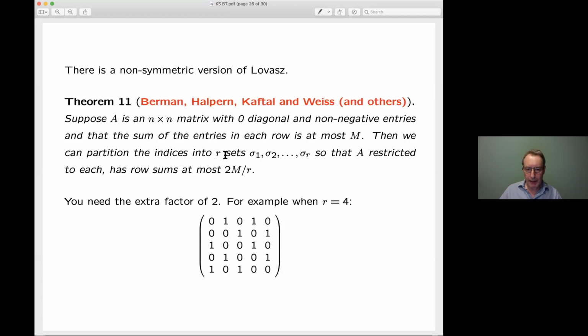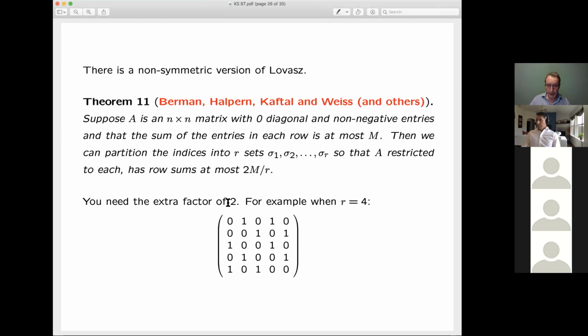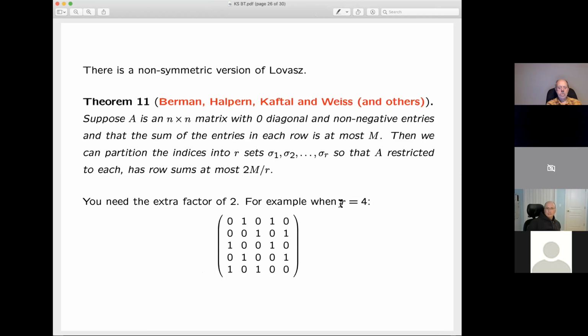Then for each R, we can partition into R subsets so that when you restrict to each subset, the row sums are at most 2m over R. So Lévai says m over R for a symmetric matrix. For a non-symmetric, you have to allow the extra 2, and you really do have to. The extra 2 is the best you can do. And here is an example.